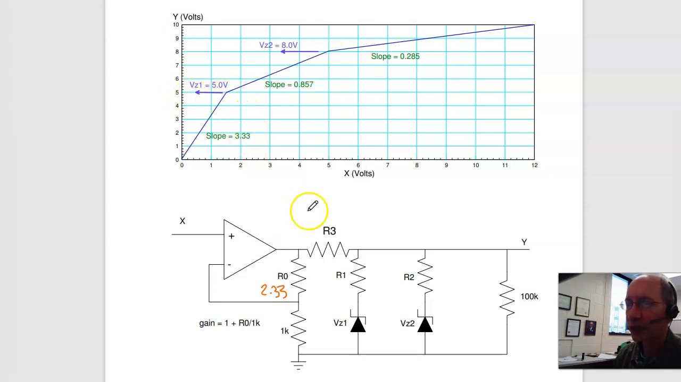The Zener voltage. Zener 1 turns on at 5 volts, so this is a 5 volt Zener. Zener 2 turns on at 8 volts. That's an 8 volt Zener. To find R1, again for me this is 1414 ohms.